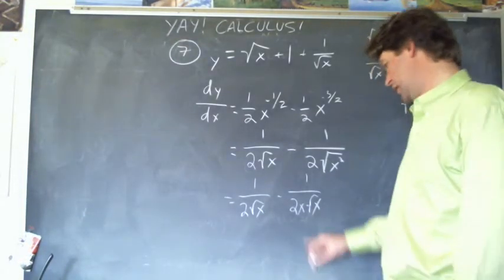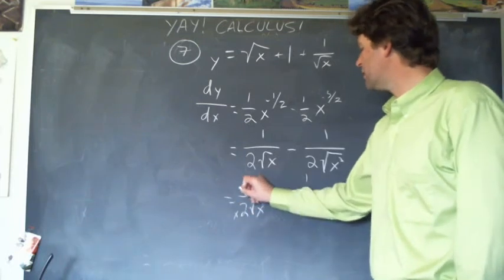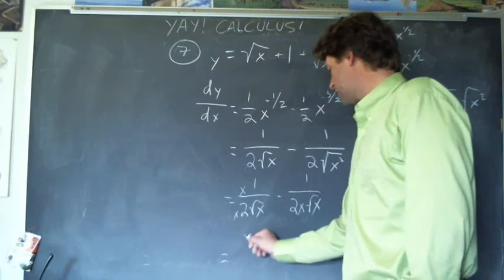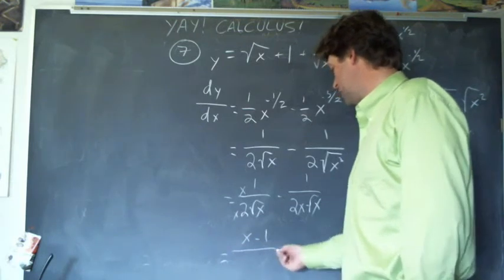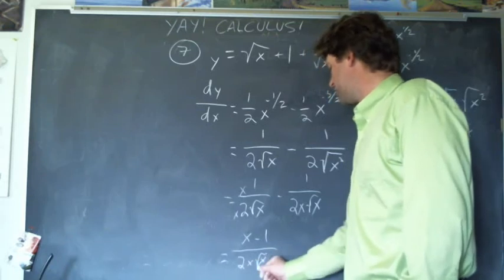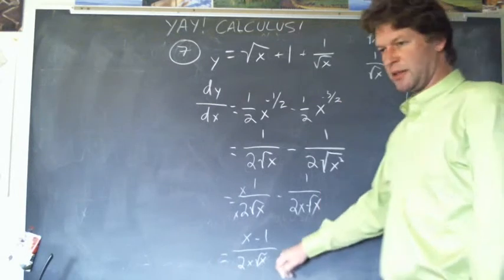And we're awfully close. Common denominator would just have an x over here. So let's put an x there and an x there. So this would equal x minus 1 over 2x radical x. So the derivative was done. Algebraically, this is just a little bit cleaner.